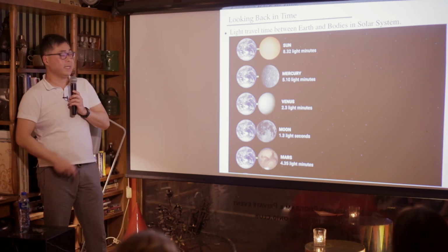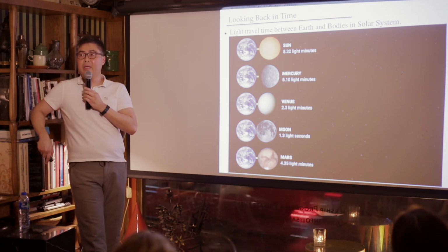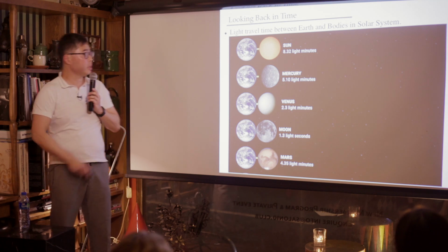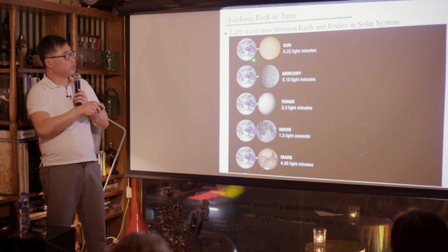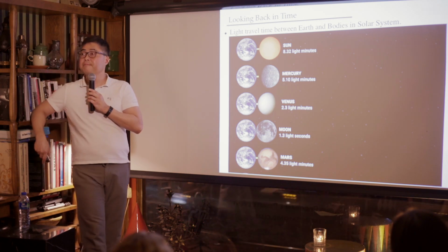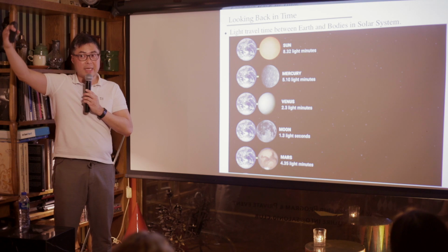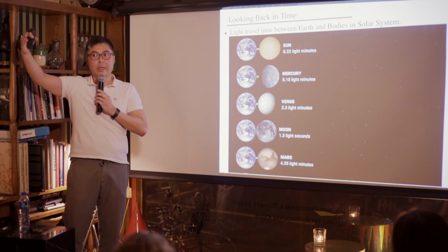Let's consider the time it takes for light to travel between the Earth and different objects in the solar system. The time it takes light to travel from the Sun to the Earth is about 8 minutes. So when we look at the Sun, the Sun does not look as it appears now, but as it appeared 8 minutes ago. If the Sun was to turn off its light, we would not know for another 8 minutes.